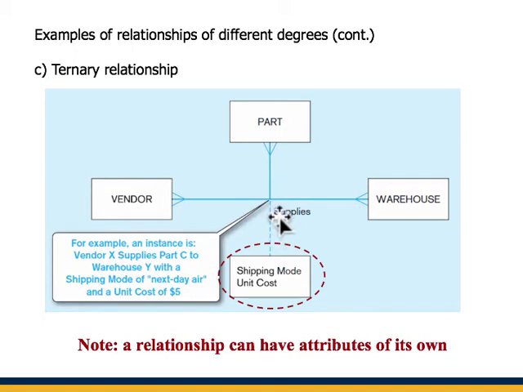Okay, and this is the attribute of a relationship. So they're represented as a dashed line. And then this supply relationship between these three entities can have its own attributes. So vendor is supplying a part to a warehouse with this shipping mode, whether it's air, sea, road, at this cost. Okay, so this supply relationship can have its own attributes listed like this.